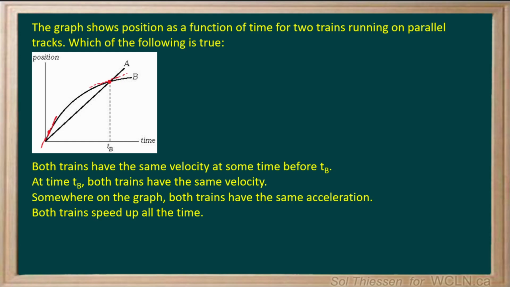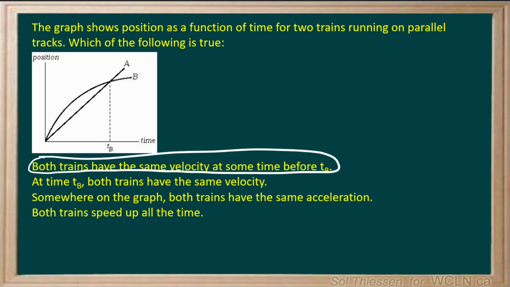So the slope of the tangent to the curve representing train B is less than the slope of the line representing train A. So somewhere in the middle, train B must have the same velocity as train A. So, for example, maybe right about here, the slope of this tangent and the slope of the line representing train A are about the same. So there they have the same velocity. So far, this is looking like our best choice as the correct answer for this problem.